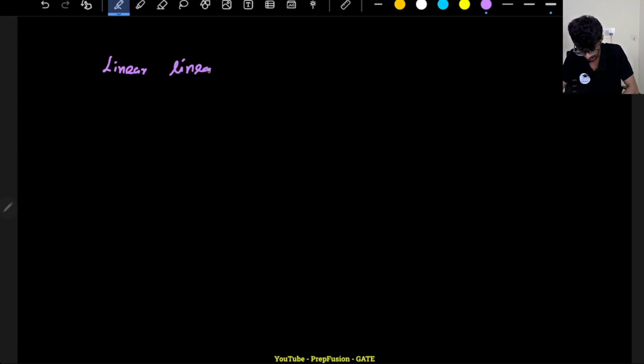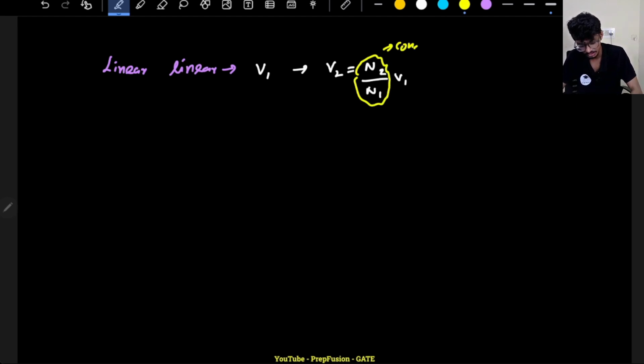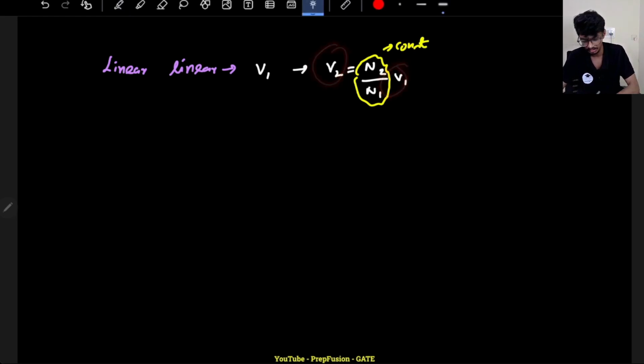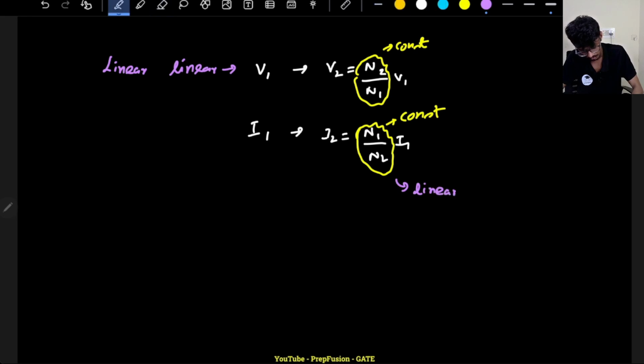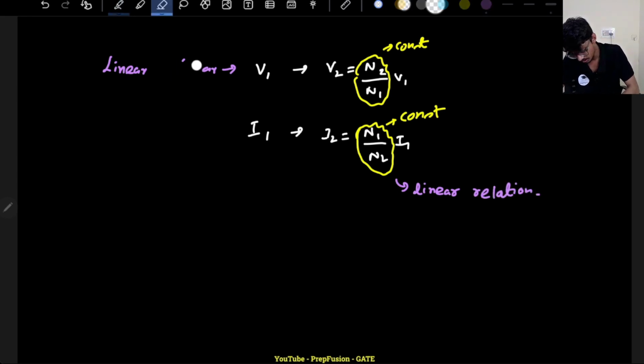Why is it known as a linear device? Because if I see one thing at one instant, let's say if I apply voltage V1 in the primary, in the secondary I get voltage V2, that is N2 by N1 into V1, correct? So it is a linear ratio, this is a constant, right? My output voltage linearly depends on the input voltage. And if I see the current by itself, if I have applied a current I1, I2 will be just the opposite, N1 by N2 into I1. So again it's like a constant multiplied by I1. So again it's a linear relation. Okay, so that's why the transformer is called a linear device.